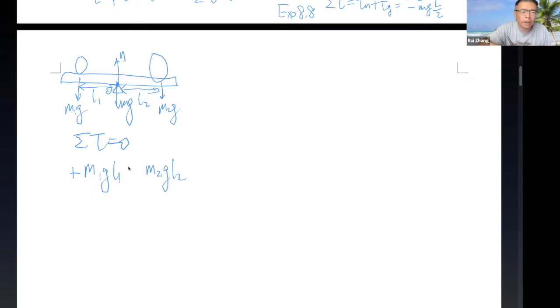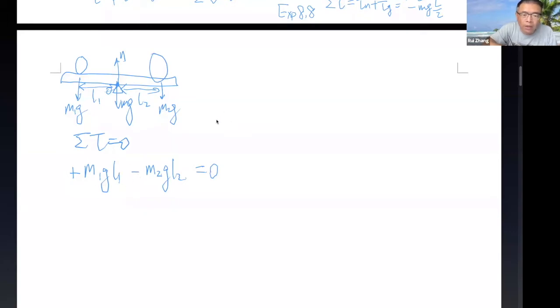This is positive, this is negative, okay? So M1G L1 makes it go counterclockwise. M2G L2 makes it go clockwise. So this is negative, this is positive. The sign, you have to put in by hand. So these two torques together equal zero.